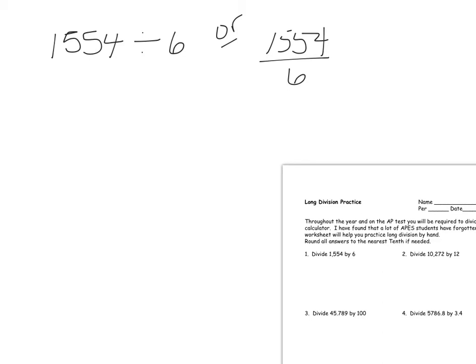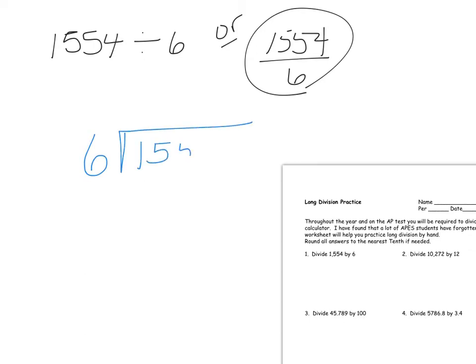And so some of the problems that you see in the AP test will have it in this form here. And a lot of them are word problems too. So you have to figure out what to divide by what. So now I'm going to go ahead and set up the problem. And so for our long division, we're going to have 6 on the outside and 1,554 on the inside.